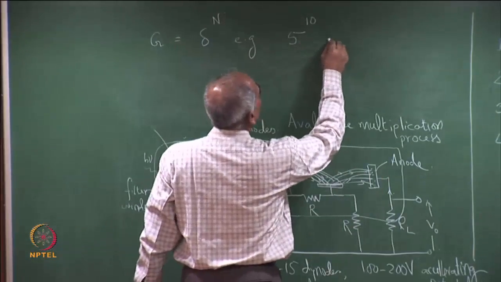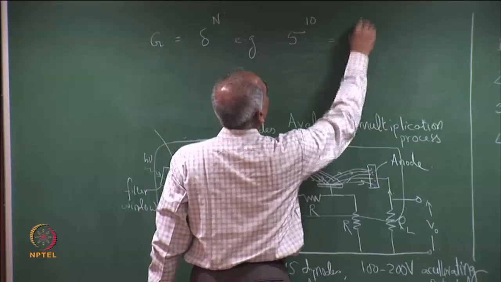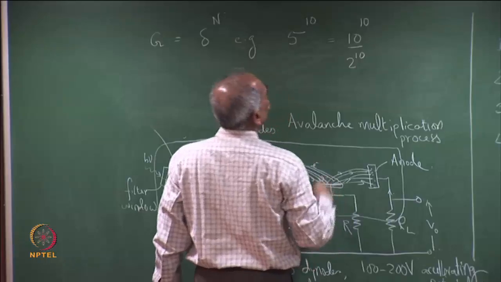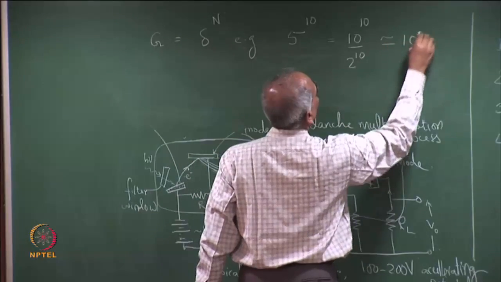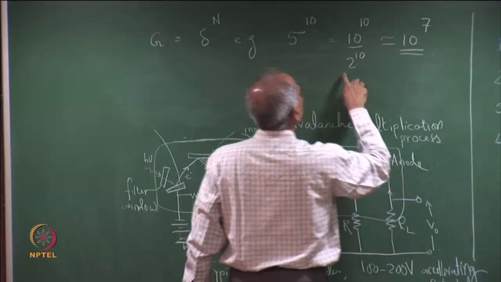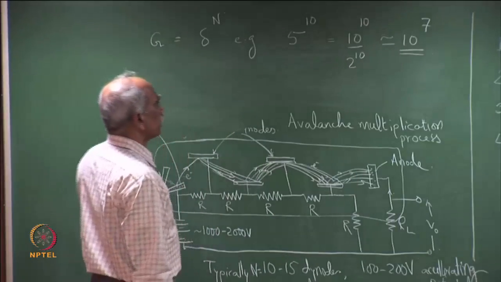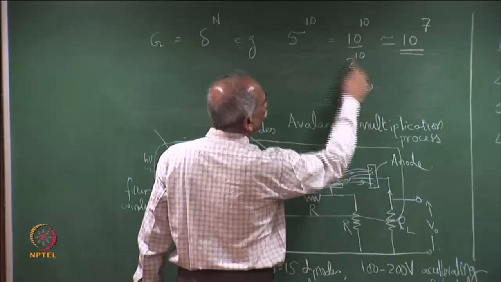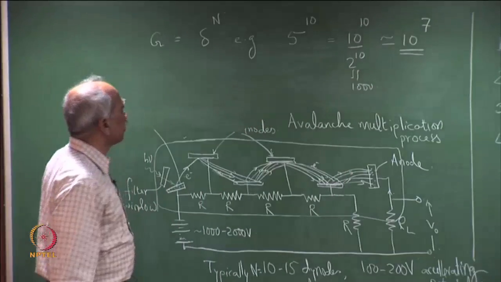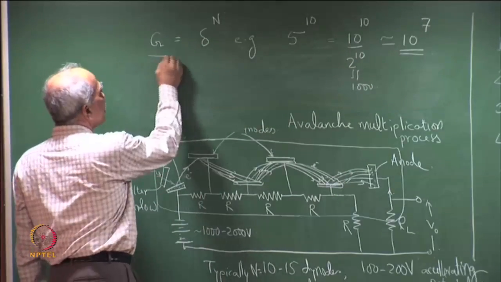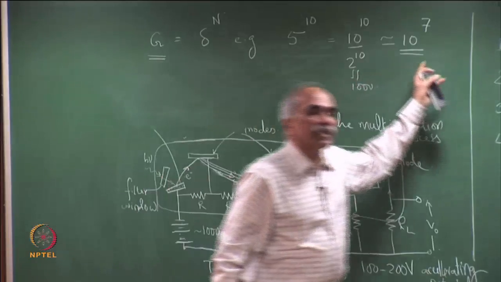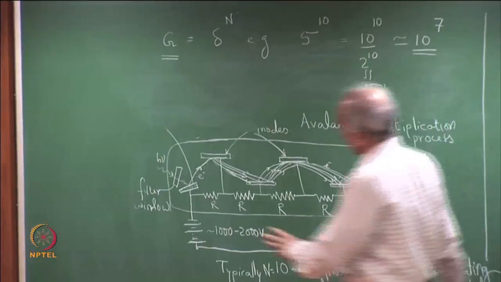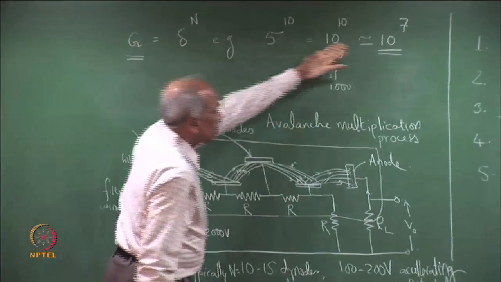So, it is 5 to the power of n, the number of dynodes. This is nothing but 10 to the power of 10 divided by 2 to the power of 10. 2 to the power of 10 is approximately 1000, 10 to the power of 3, and therefore this is 10 to the power of 7. So, the current gain G is approximately 10 to the power of 7, which means we have a large current gain.